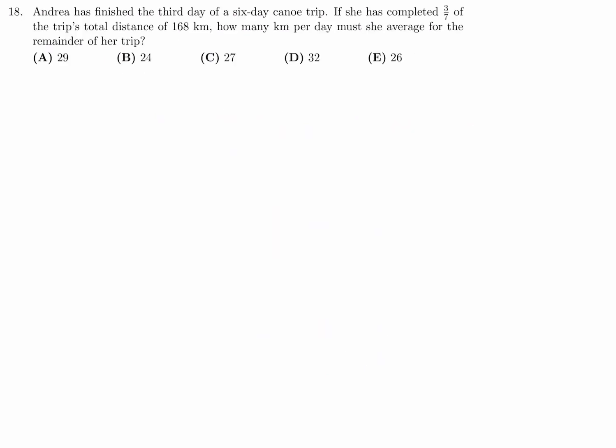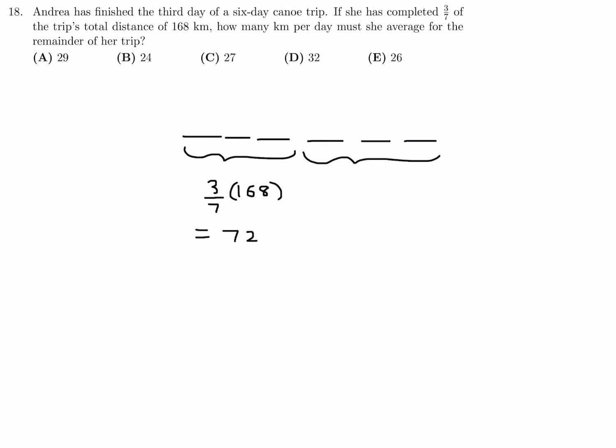Andrea has finished the 3rd day of a 6-day canoe trip. If she has completed 3/7 of the trip's total distance of 168 kilometers, how many kilometers per day must she average for the remainder of the trip? All right, so we've got 3 days like that. And the first 3 days, she's completed 3/7 of 168 kilometers, and that is equal to 72. So that means the next 3 days, she has to complete 168 minus the 72 that she has already completed, and that's 96. So the 96 kilometers that she still has to complete is divided among the last 3 days, and if you do that, you get an average of 32. So number 18, the answer is D.